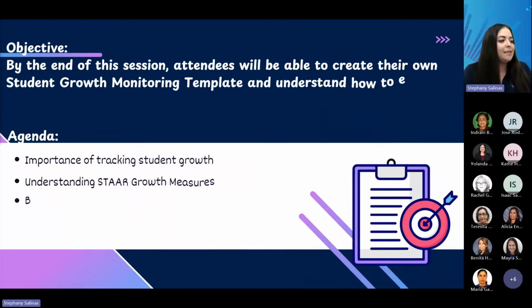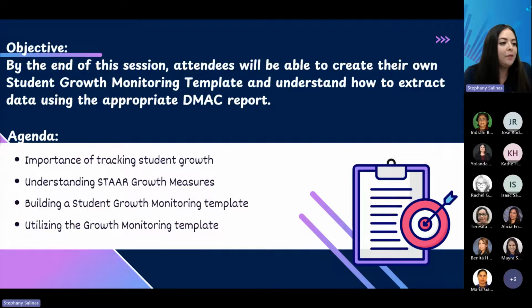For today's session, by the end of it, you're going to be able to create your own student growth monitoring template. I'm going to show you how to create it, and then we're also going to go to DMAC and find a report that you can use that will automatically calculate your growth. It's basically just using Excel and then getting a report from there.